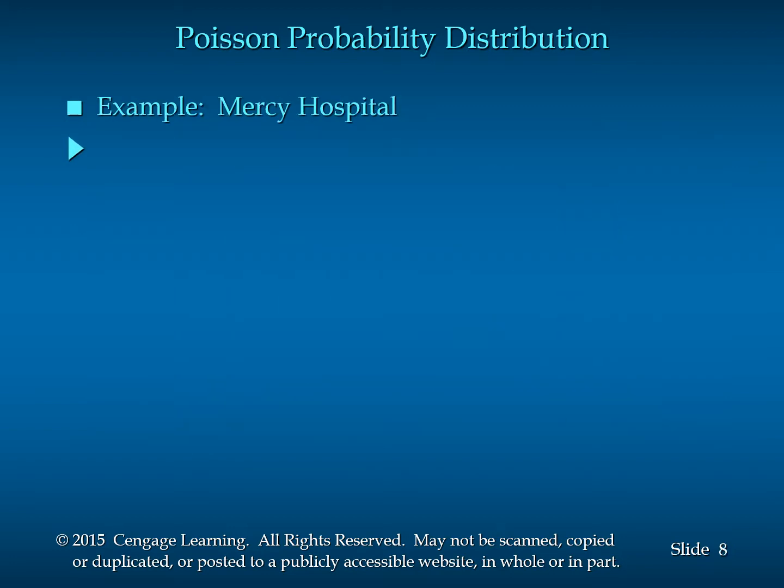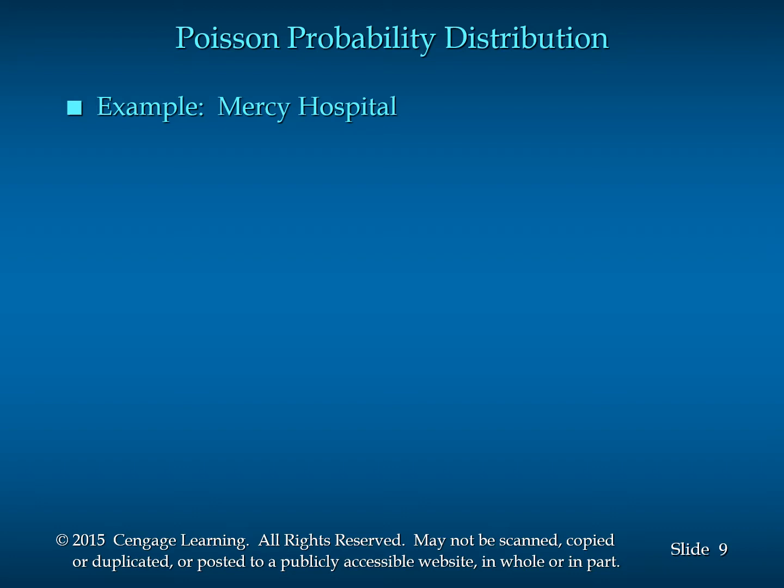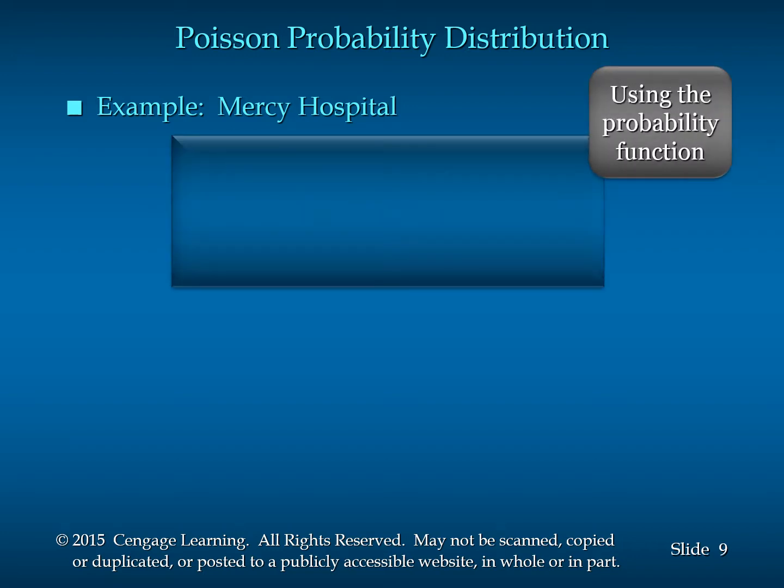For a practical example, consider a hospital emergency room. We are given a mean number of arrivals based on history or experience. And we want to know the probability of a different number arriving in an interval. The first step is to convert our mean into the same units of interval as the question we are asking about x.